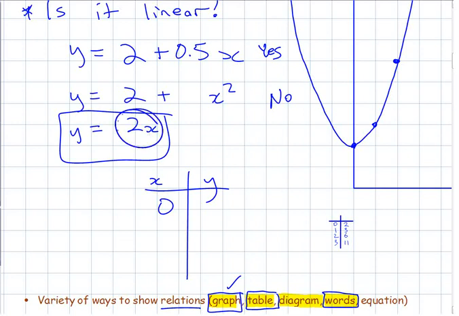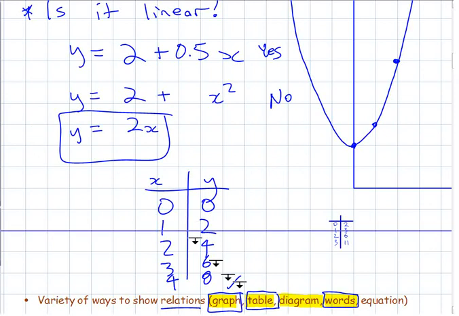What does this say in words? Take x and do what to it? Times by 2. Take 0 times by 2, what do you get? 0. Take 1 and times by 2, you get 2. Take 2 and times by 2, 4. 3 is 6. 4 is 8.